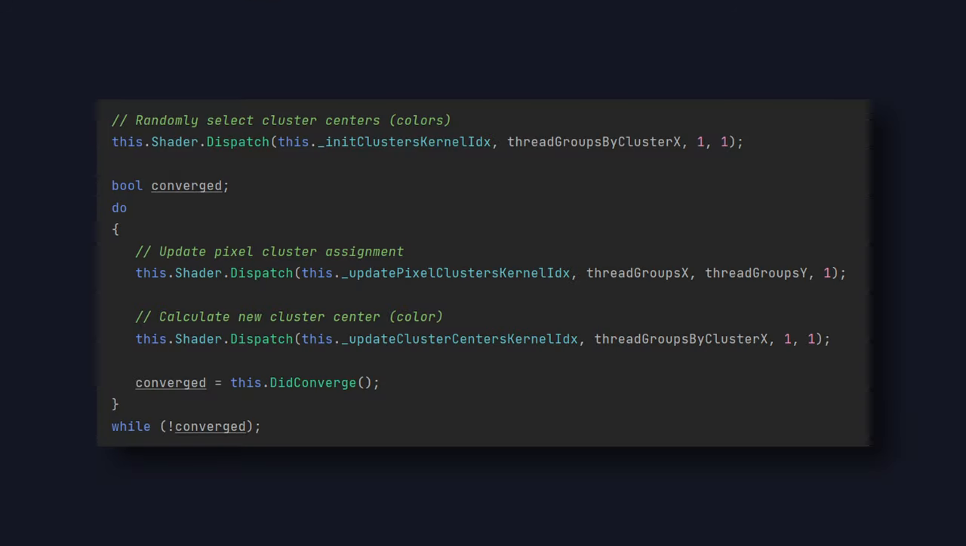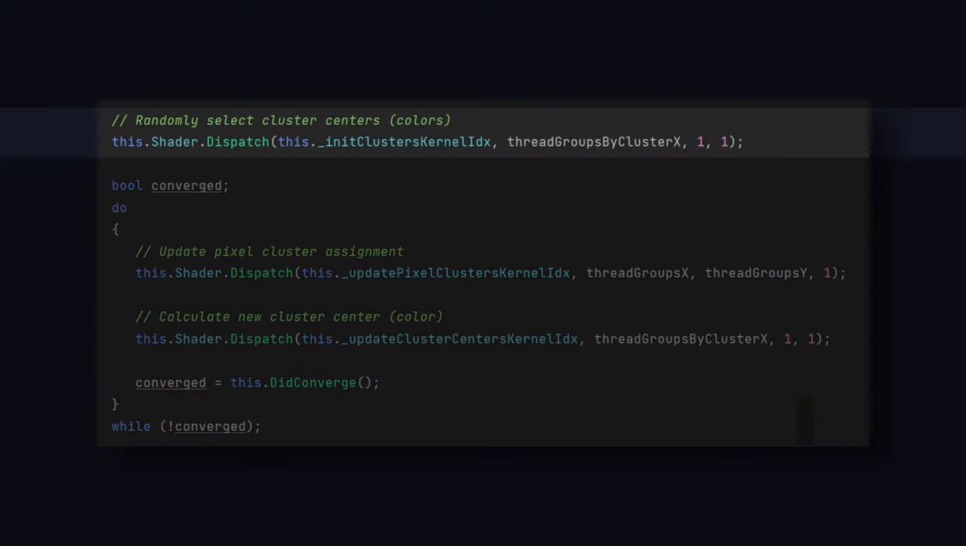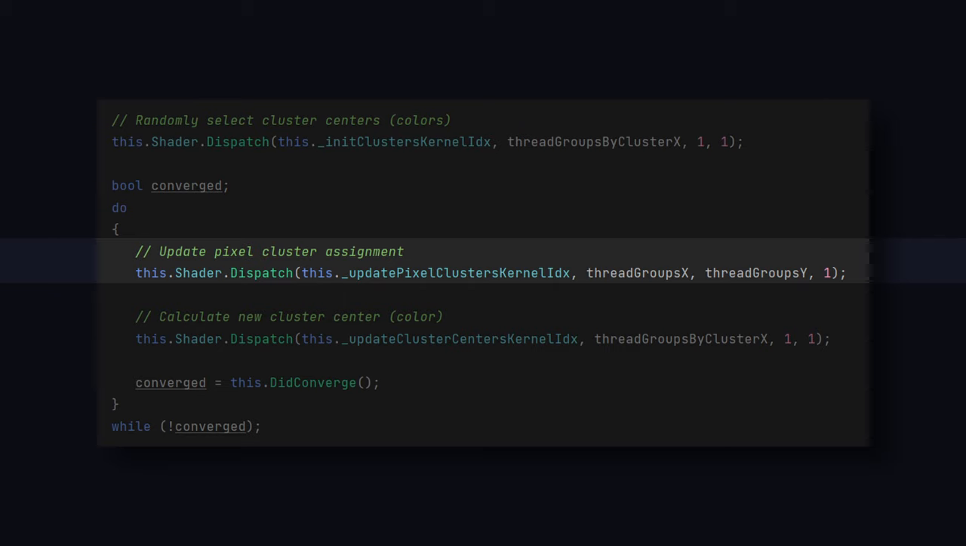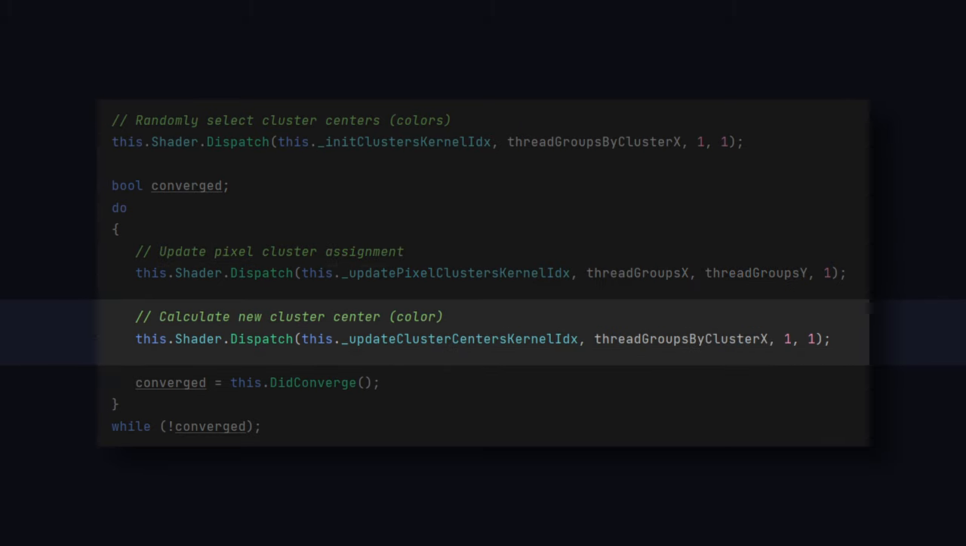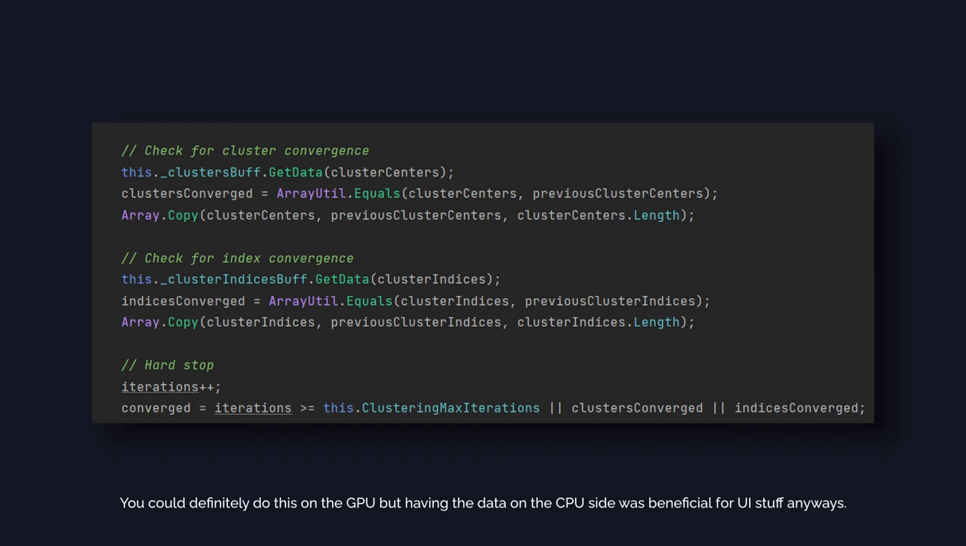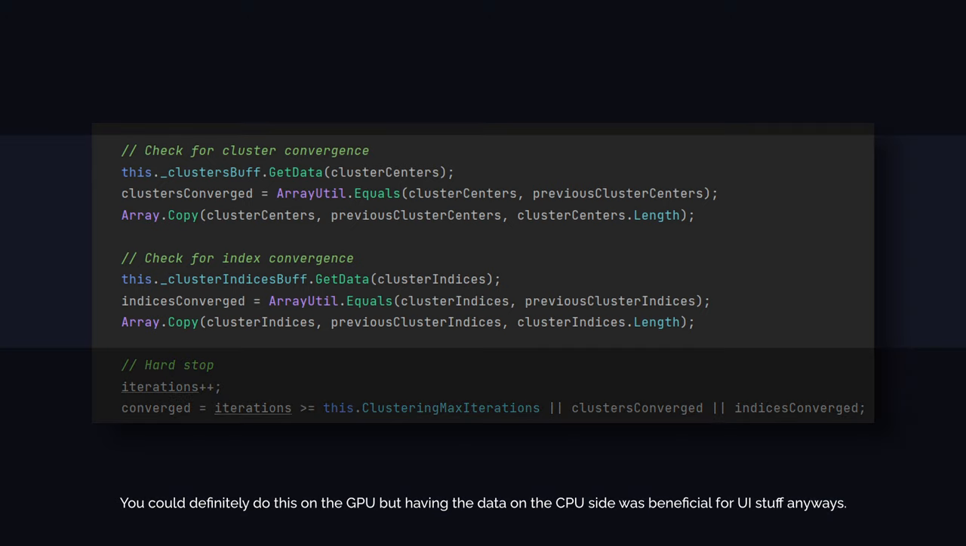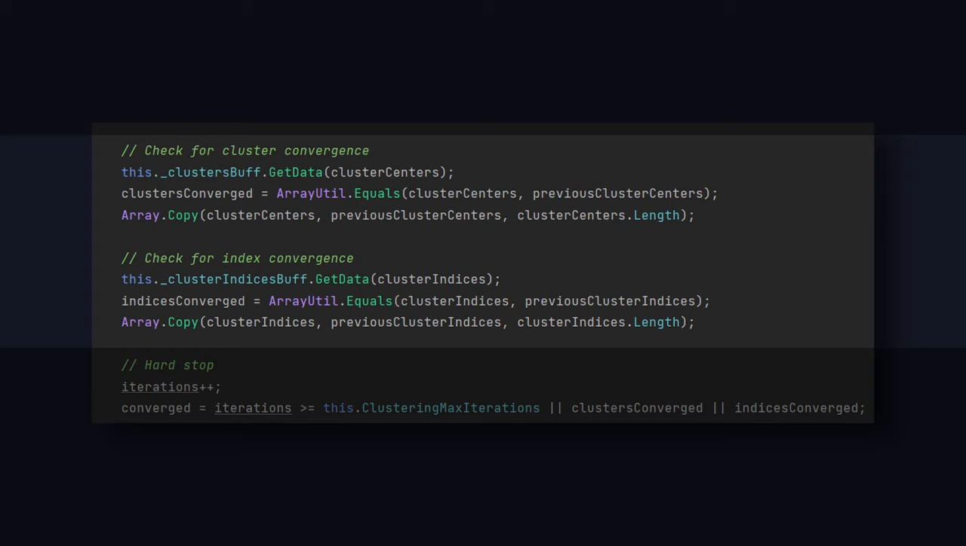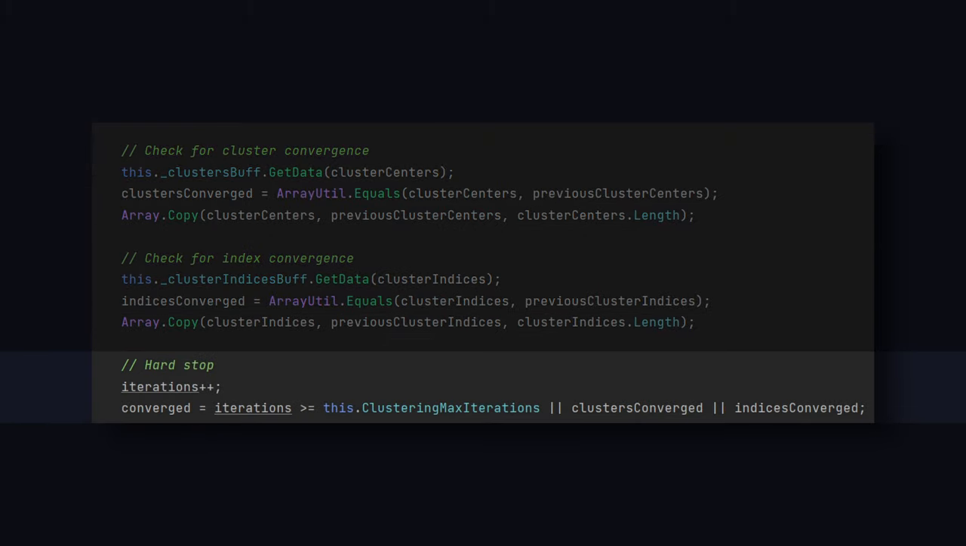Now on the C# side, we can dispatch our compute shaders to initialize the clusters, assign each pixel to the nearest cluster, update the cluster centers, and repeat until convergence. To calculate convergence, I am unfortunately copying quite a bit of data back from the GPU, which is not ideal. We copy back the cluster centers and the cluster index assignment for every single pixel, and check if any of them changed from the previous iteration. If none of them changed, we consider the algorithm to have converged, and I also put in a safety mechanism to ensure this doesn't end up running forever, with a hard stop on the number of iterations it can run.